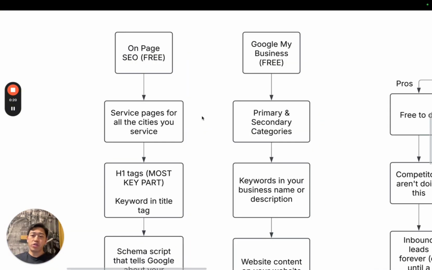There are really two ways that you can generate free leads off of Google. Number one is on-page SEO, and number two is Google My Business. If you're not familiar with these two, I'll dive straight into what they mean. Number one is on-page SEO, and a lot of local contractors neglect this.